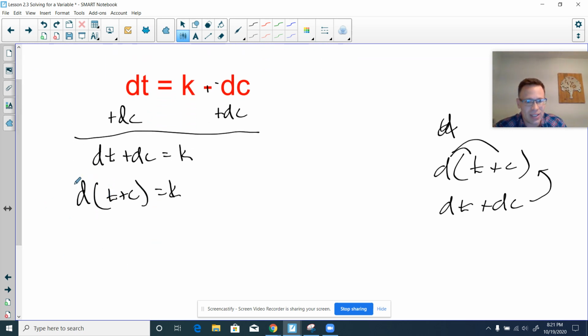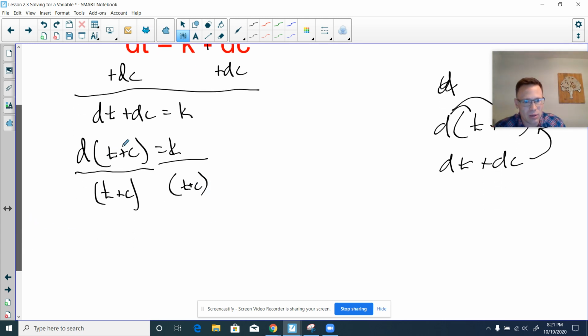Now, I want to get d all by itself. What's happening to d? Right now, it's being multiplied by this T plus C quantity. So all I've got to do is divide by that entire T plus C quantity on both sides. Then those will cancel out, and I will be left with d is equal to k divided by T plus C.